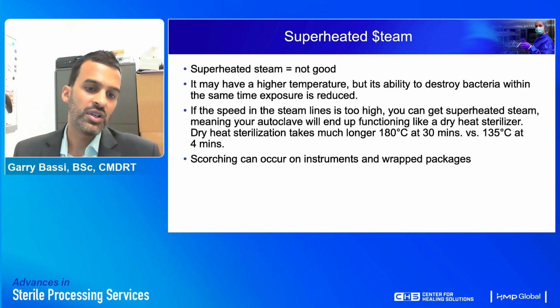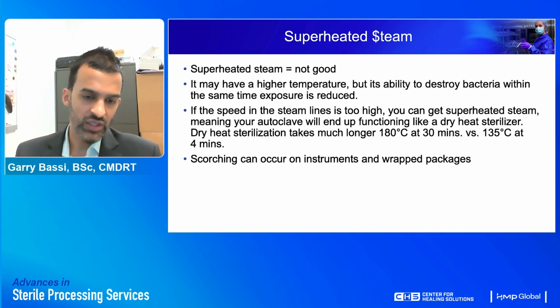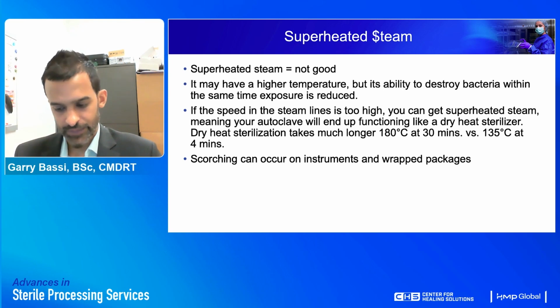Why this is bad is not only does it take a longer cycle, but if you've got your sterilization parameters set for 135 degrees Celsius in 4 minutes, and you're using superheated steam, then you've got the wrong exposure time for the wrong type of steam that you're using. So you're not using the right type of steam for that cycle, and as a result, scorching is something that we've seen in the industry that can occur on wrapped packages. You can see it on towels and instruments where you get almost like a burning effect.